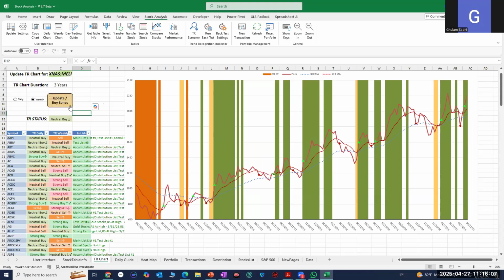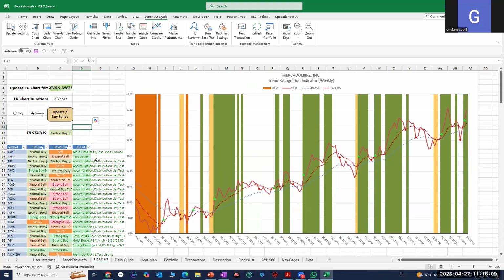Now we need to look at the new features of this particular chart. I will come to that in a while. It adds buy and sell zones as well, and it also tells us whether the stock is showing high relative strength against the broader market, and whether it has been accumulated or distributed by Wall Street.